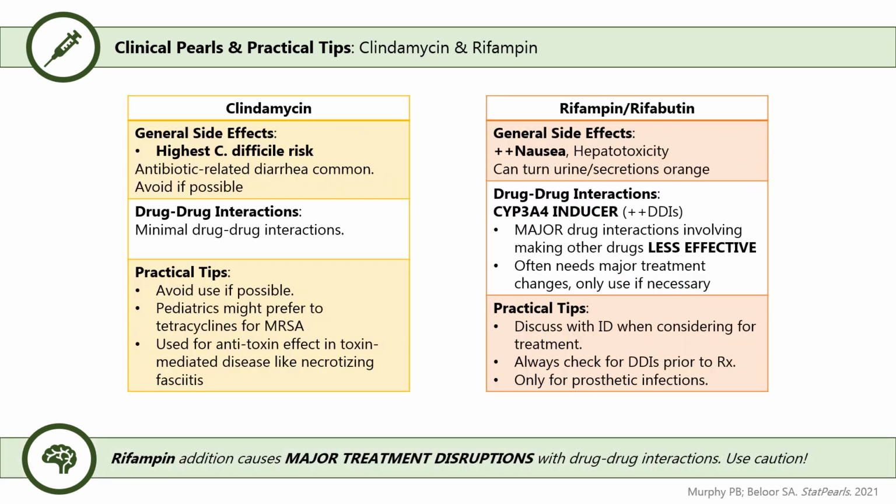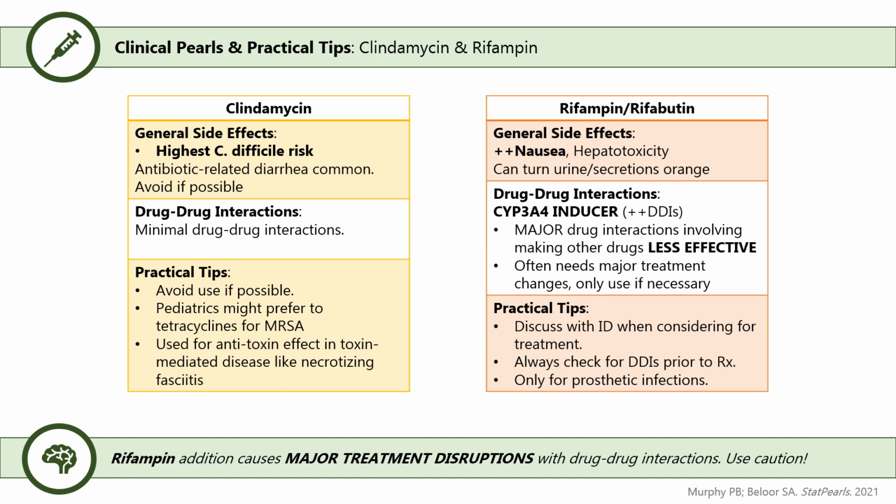Clindamycin, as previously stated, is the antibiotic with the highest known risk of Clostridioides difficile infection, an opportunistic infection causing severe diarrhea. For this reason, also due to limited spectra of activity, it should be avoided unless needed. One of the niche uses of clindamycin is for its possible and theorized antitoxin effect against exotoxin-producing Streptococcus pyogenes or group A strep when involved in necrotizing fasciitis.